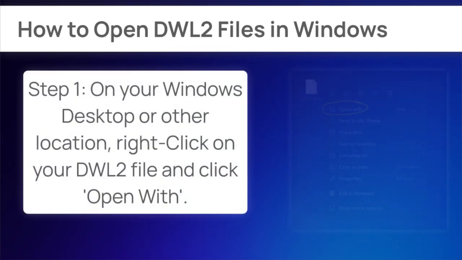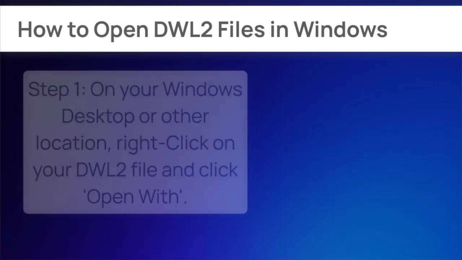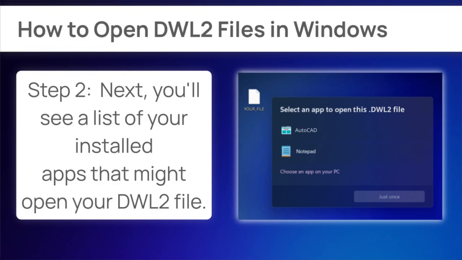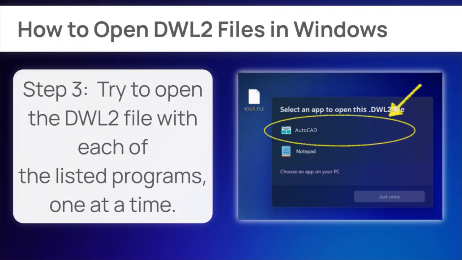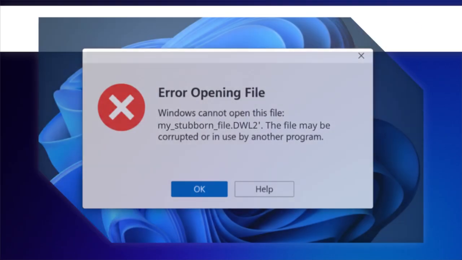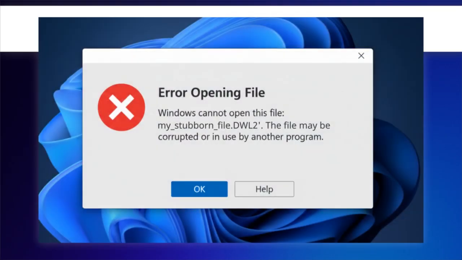Your first test is essential. Right-click the DWL2 file and select Open With. Use AutoCAD first if it is on your system. If not, select another option. We must find the program that handles the format correctly. If you cannot access the DWL2 file, no problem.